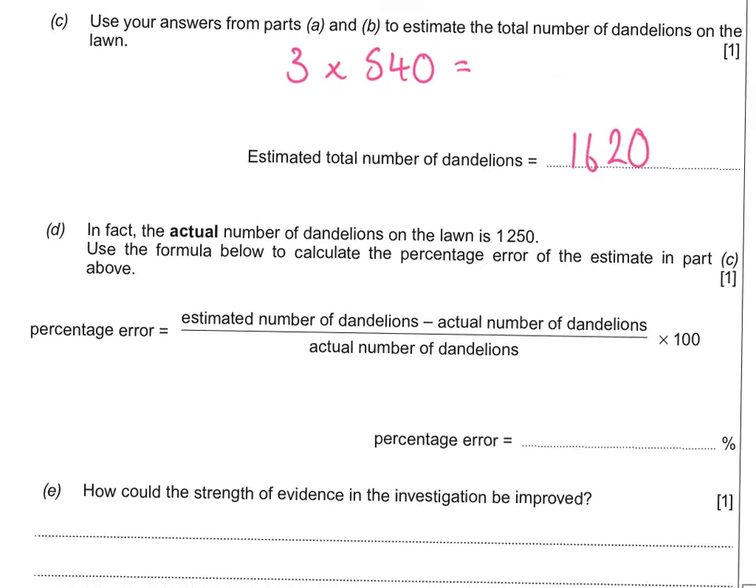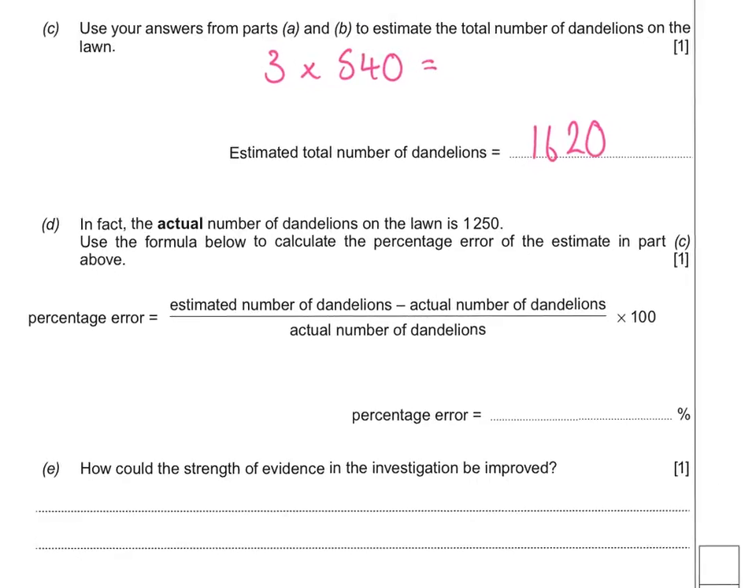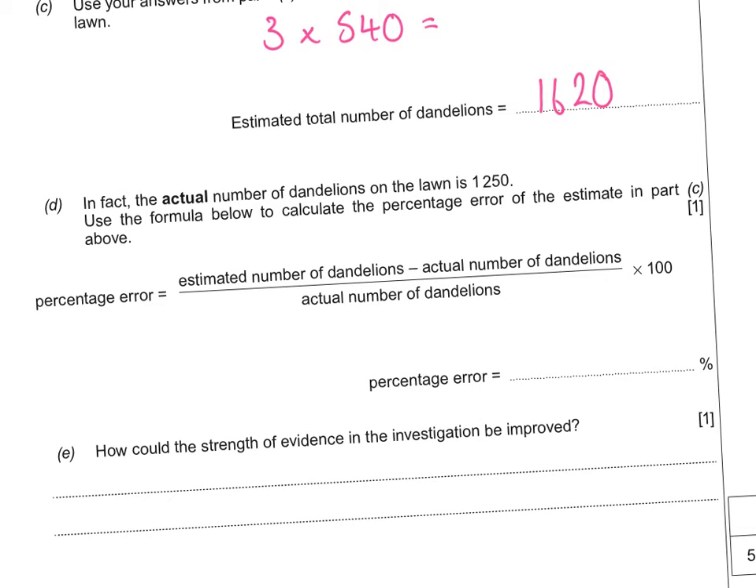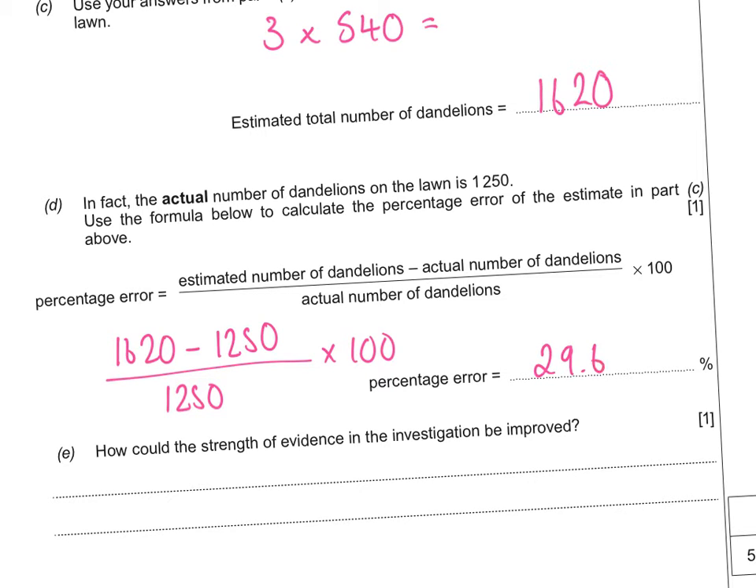Then it says, in fact, the actual number of dandelions on the lawn is 1,250. Use the formula below to calculate the percentage error of the estimate in part C above. Percentage error equals estimated number of dandelions, which was our 1,620, minus the actual number, then divide it by the actual number, and then times by 100. So, which would give me an answer of, just let me do it, 29.6%.